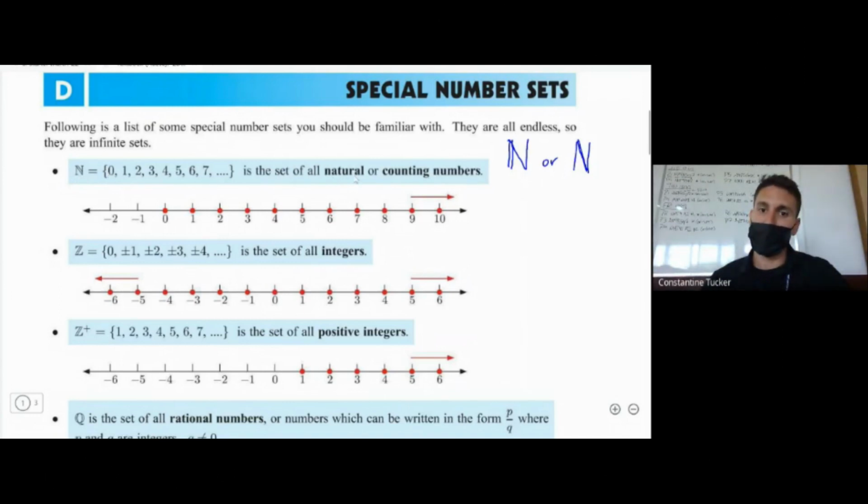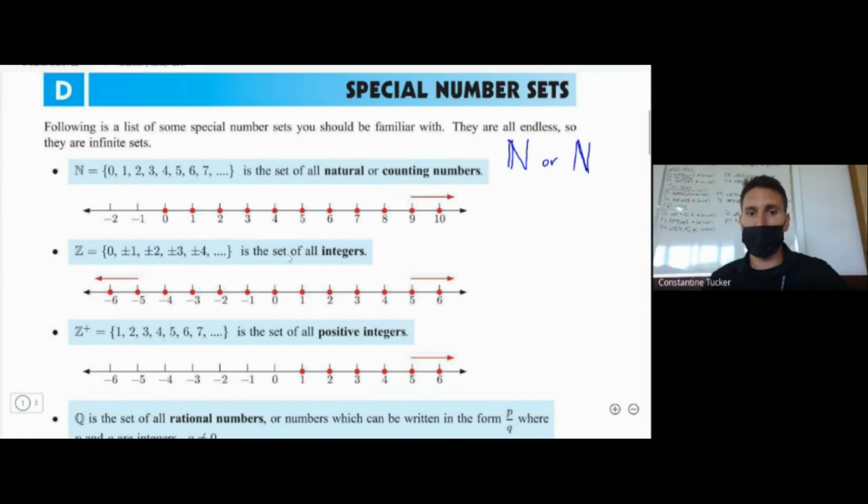This is the set of natural numbers. So 0, 1, 2, 3, 4, 5, 6, 7, all the way up to infinity. It just carries on forever. There is a bit of dispute whether 0 should be included here or not within the academic community, but for the purposes of the IB, 0 is included.